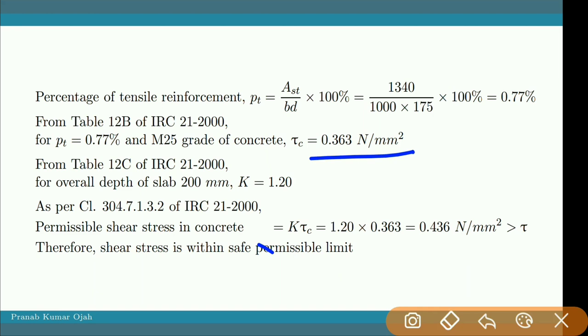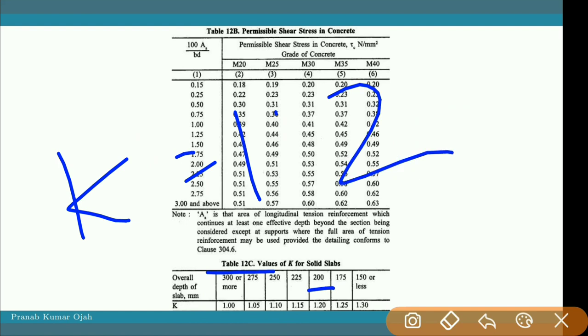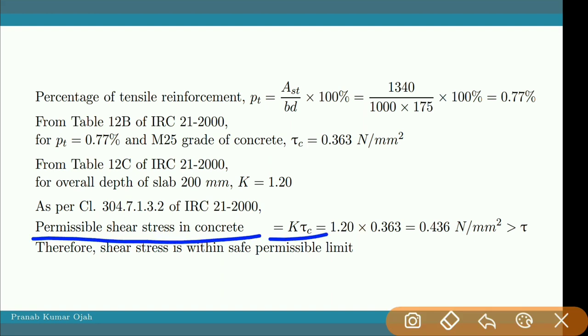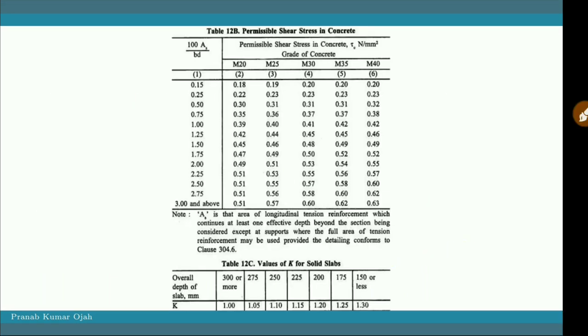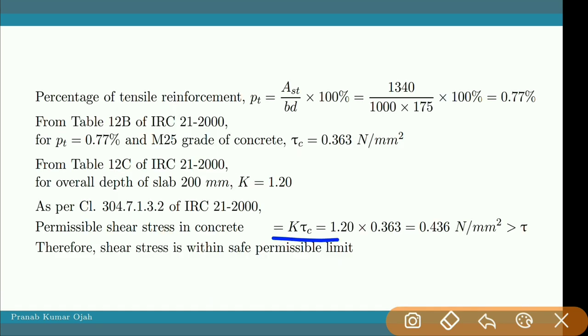Okay, now from table 12C of IRC 21, for overall depth 200 mm, K equals 1.2. Again, see table 12C, for overall depth 200, K is 1.2. So the permissible shear stress in concrete will be K into tau C, which is given in the IRC code. If you see the IRC code, for solid slabs, the permissible shear stress in concrete shall be K into tau C, where K has the value given in table 12C. So K into tau C will be calculated as 0.436 Newton per mm square, which is greater than the nominal shear stress tau.